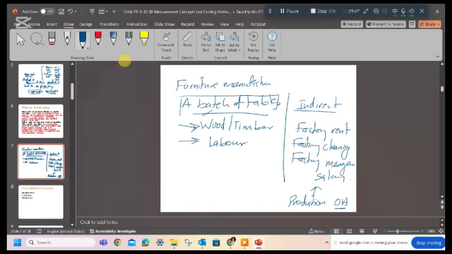Wait, what is overhead? Indirect cost has another name, overheads. And why do I say production overhead? Look at all these examples I have taken: factory, factory, factory. All of them are from the factory itself, right? That's why production overhead.